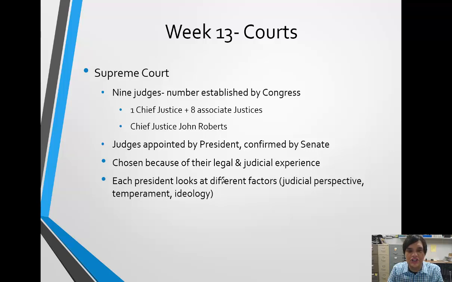There is 1 Chief Justice plus 8 Associate Justices. The current Chief Justice is John Roberts. I can guarantee that'll probably be on your test, so hint, hint, probably star that or write it down real quick, that Chief Justice. The Chief Justice right now is John Roberts.